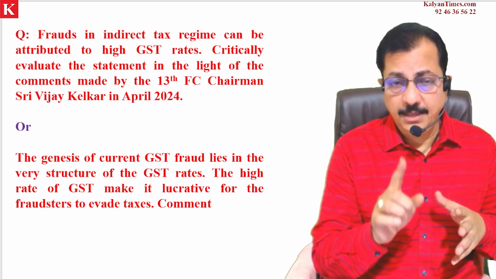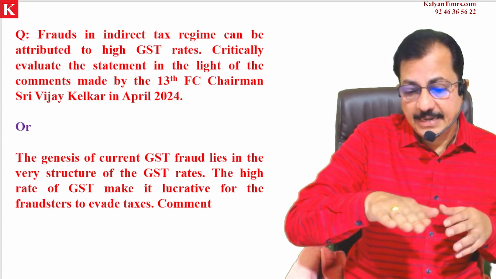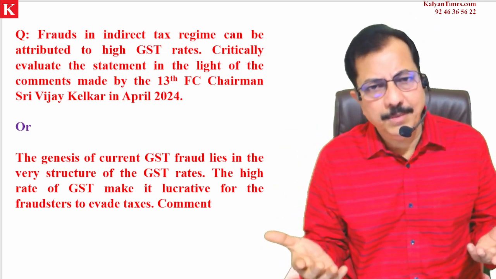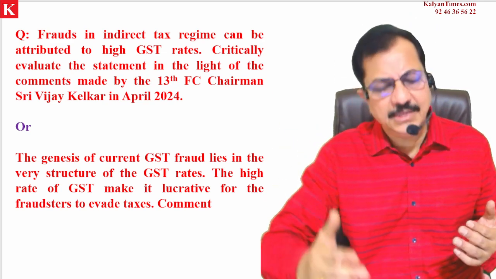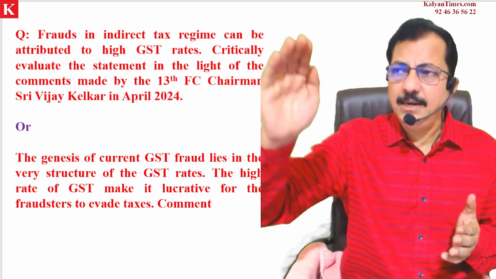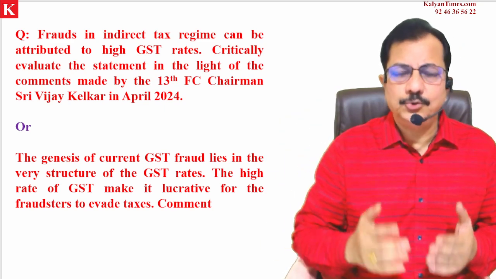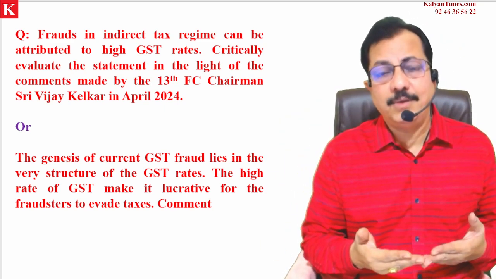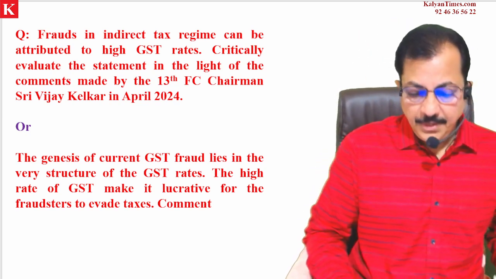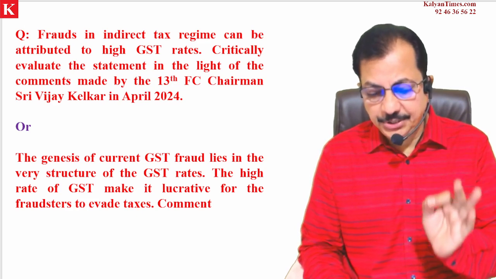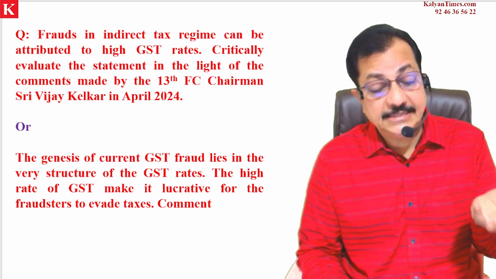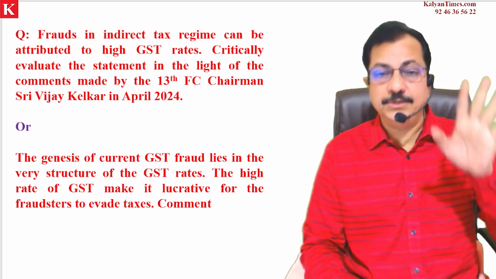Clear? I told you already, right? So the frauds in indirect tax regime can be attributed to high GST. Higher the GST, more people will try to evade. Even with the direct taxes also, this is one of the suggestions, that the direct taxes have to be reduced so that more people will come forward and pay, otherwise they try to evade. Clear? Or the genesis of current GST fraud lies, right? So there is a fraud and the genesis lies in the very structure of the GST rates.